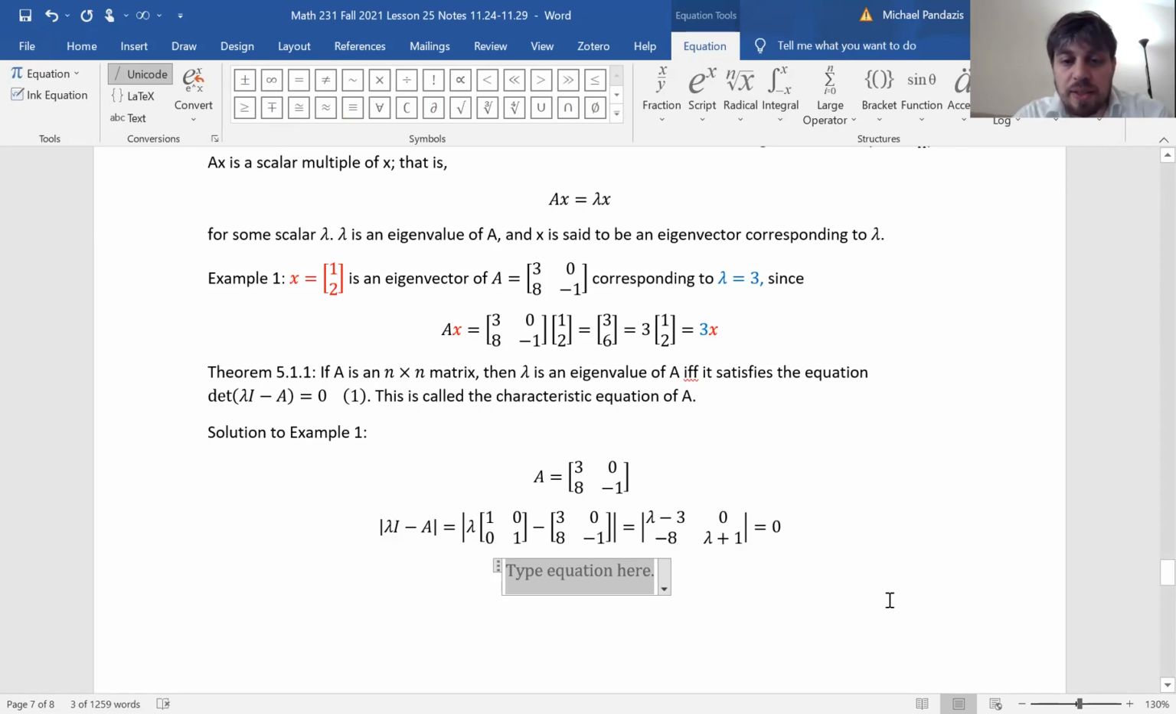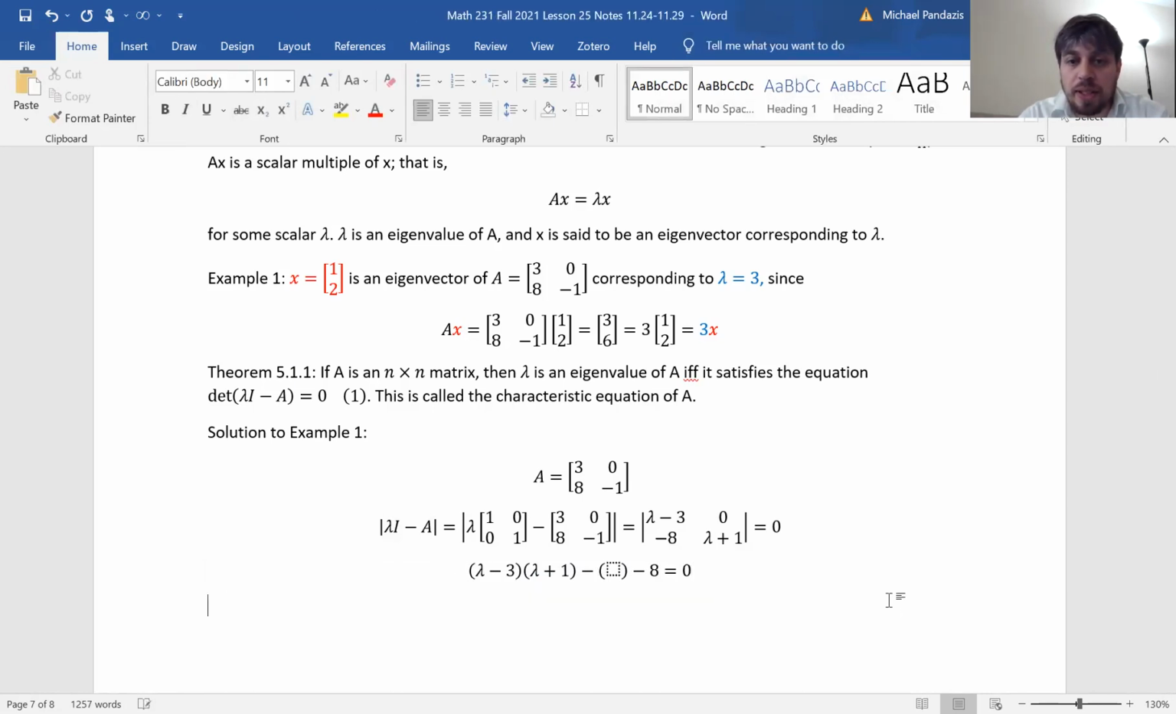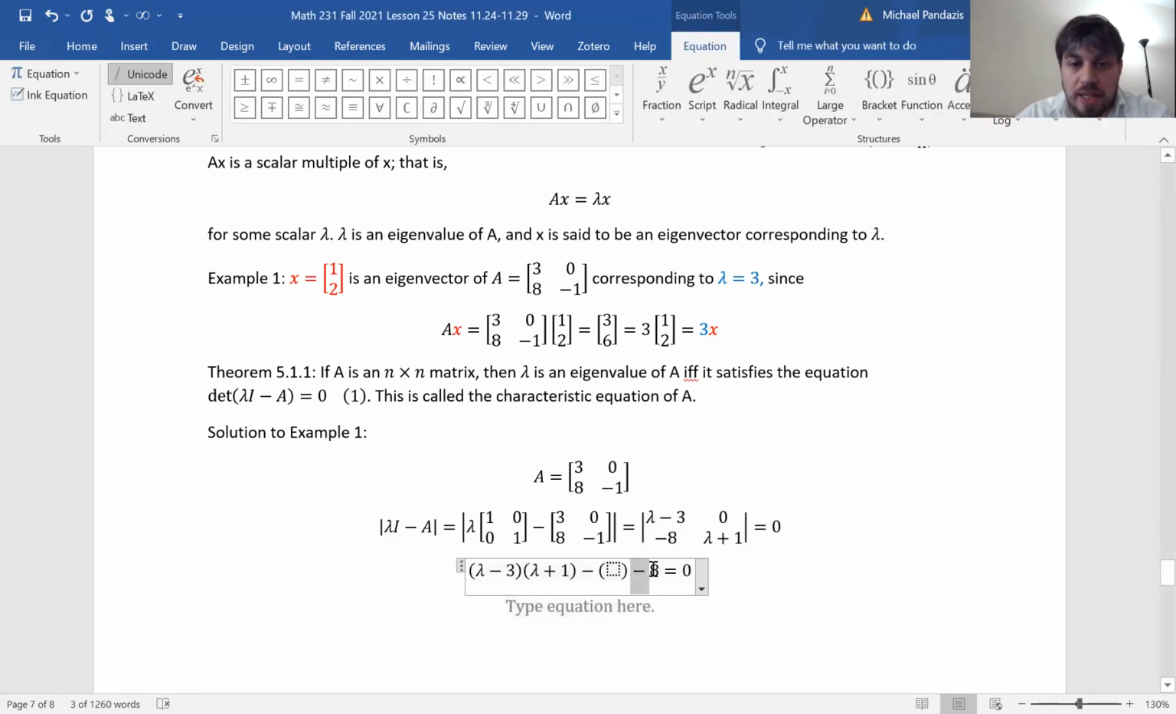So you take the determinant, or AD minus BC, and you get lambda minus 3 times lambda plus 1, minus negative 8 times 0, which is minus 0, because 0 times 8 is 0, equal to 0. So this gives you lambda minus 3 times lambda plus 1.